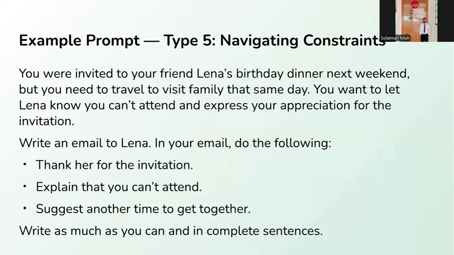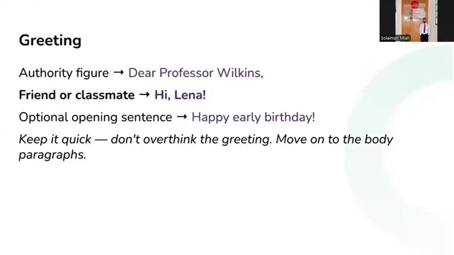In this case, a friend is having a birthday party. You need to respond to tell her that you won't be able to attend and to suggest another opportunity to meet up. This is an example of a declining type of email. You need to navigate a constraint and still keep things friendly. That's one of the common types of situations you'll encounter on the TOEFL, and we'll explore the others in later lessons. Let's start with the greeting, which should be brief, so keep it quick.